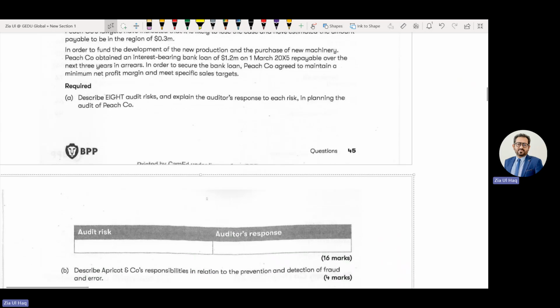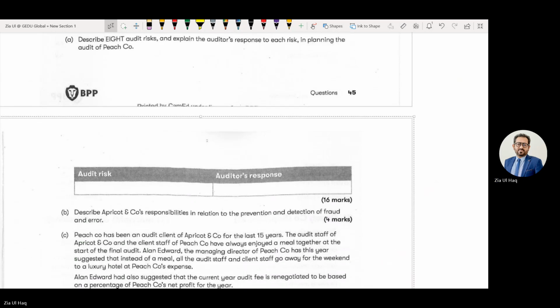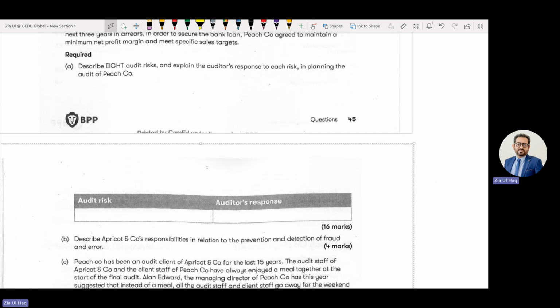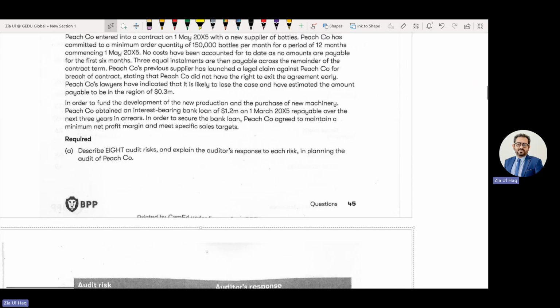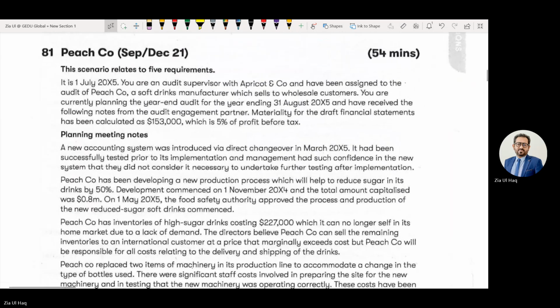Requirement A for 16 good marks. Describe 8 audit risks and explain the auditor's response to each risk in planning the audit of each company. Same requirement. We need to identify 8 audit risks and write down the auditor's response. This scenario relates to 5 requirements. There are 5 requirements in this question.